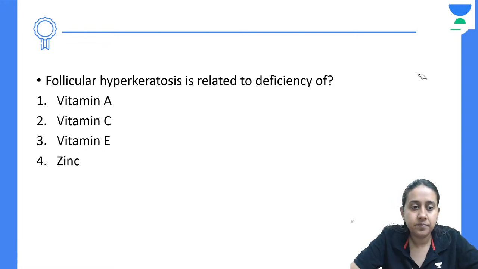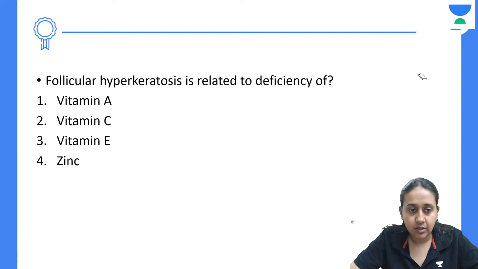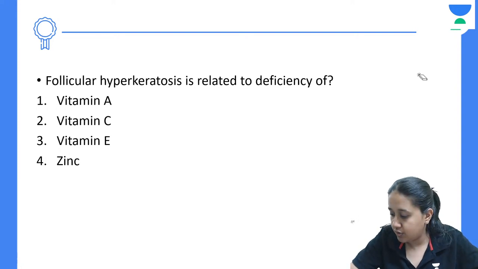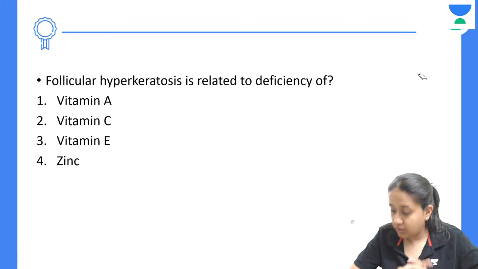Now what is the answer? Follicular hyperkeratosis is because of deficiency of vitamin A, vitamin C, vitamin E or zinc. Amazing all of you. Deepika, Kiran, Ruhi, Dr. CP.